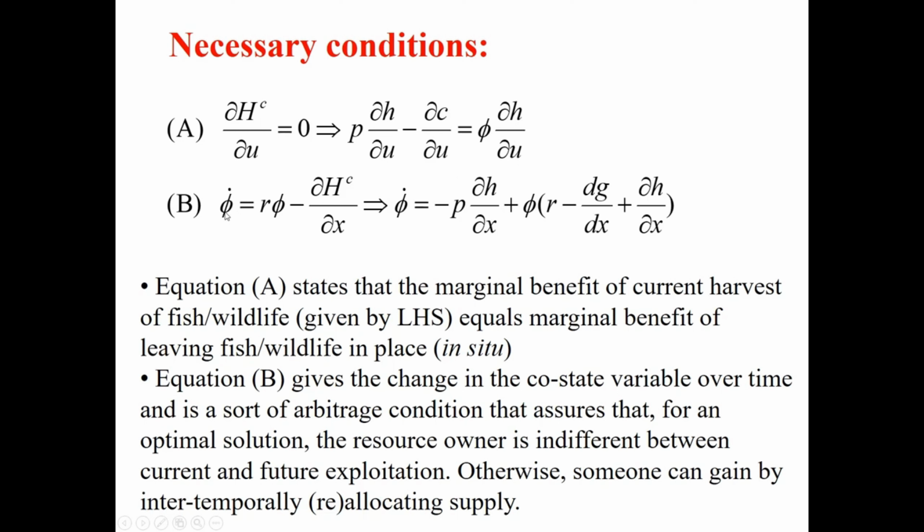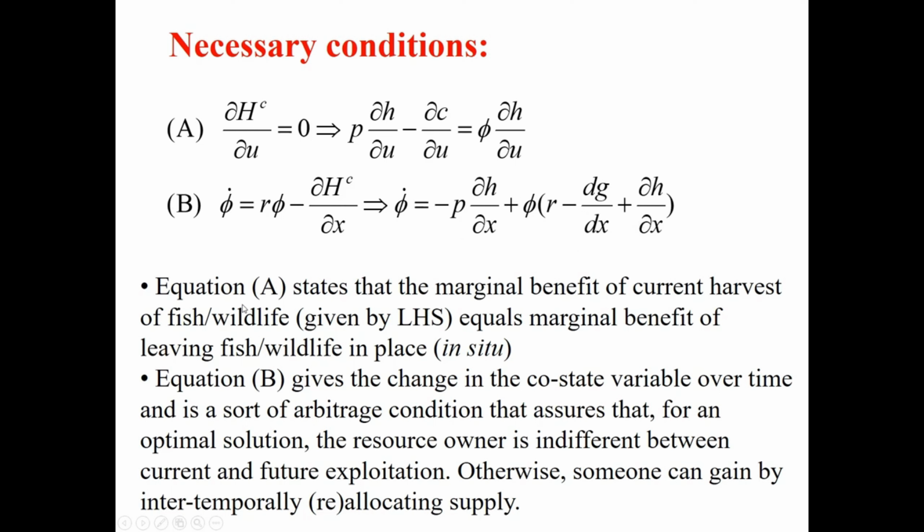And we also find that lambda dot, or in this case phi dot, the co-state variable, is equal to R times phi minus the partial of the Hamiltonian with respect to X. We rearrange that and we get this more complicated expression which has meaning.